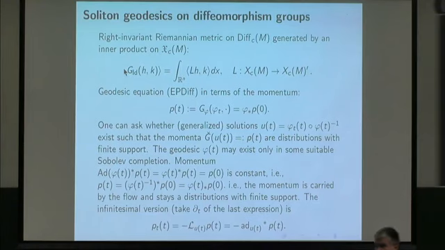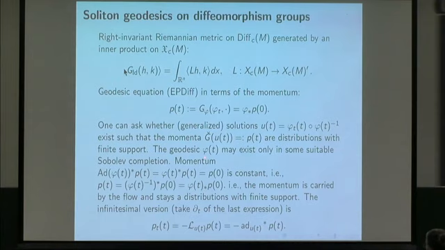From this you can extract the whole geodesic equation, and one can ask whether generalized solutions u of t, this is the derivative of phi of t composed with phi of t inverse, the right logarithmic derivative of the curve in the group, which now becomes a curve in the Lie algebra. So this is a time-dependent vector field, the velocity field. We call this u of t, and one can ask whether such u of t exists such that their momenta p of t are distributions with finite support. The geodesic for such a thing may exist only in some suitable Sobolev completion of the group.